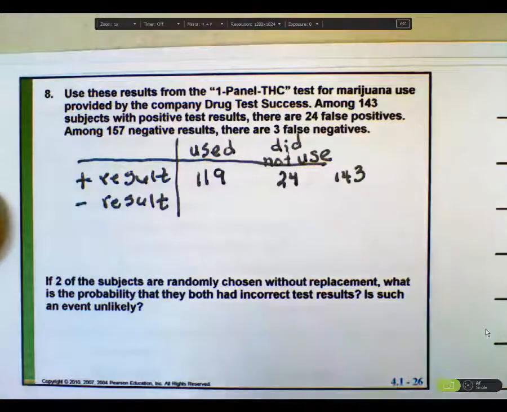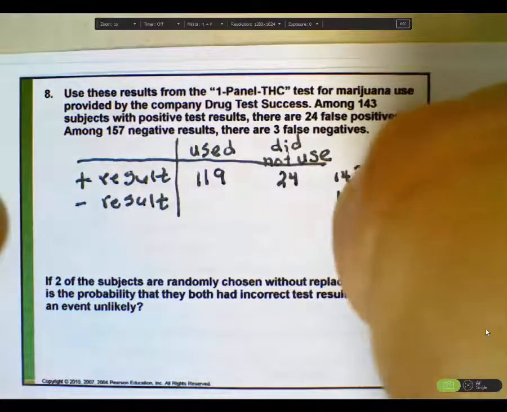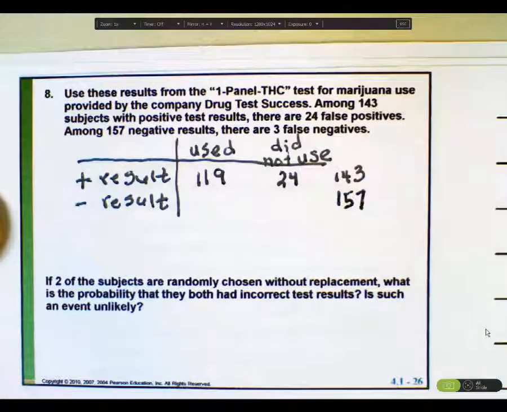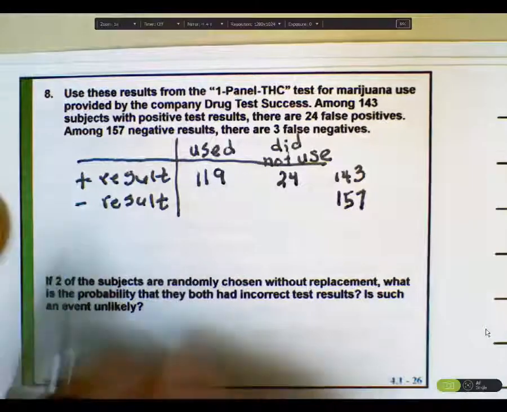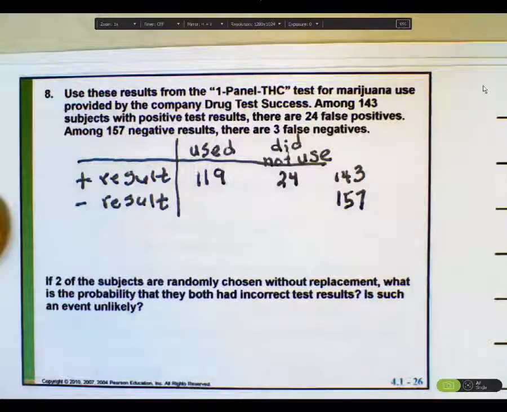There were a total of 157 negative results, and 3 of those were false negative. False negative means that they tested negative, but they actually were using.